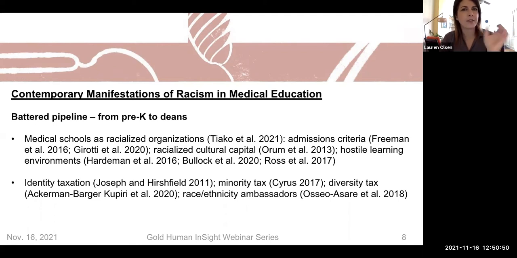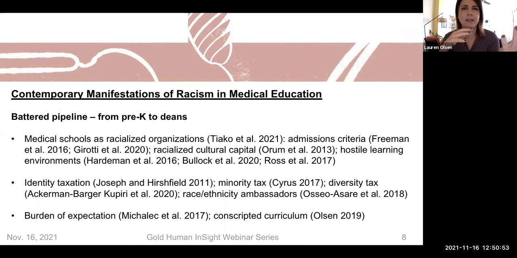Connected to this, but slightly different, is the last aspect that we can think about as how racism manifests in the medical school itself and the organizational practices there. And that is these two aspects. On the one hand is this notion of the burden of expectation, which McKellick and colleagues have described as students of color and faculty of color being expected to engage in work in underserved communities, and particularly communities of color, and engaging in primary care work, which, again, thinking of the material ramifications of that, tend to be less well paid and less prestigious positions.